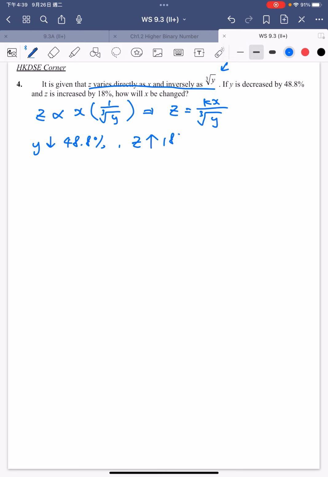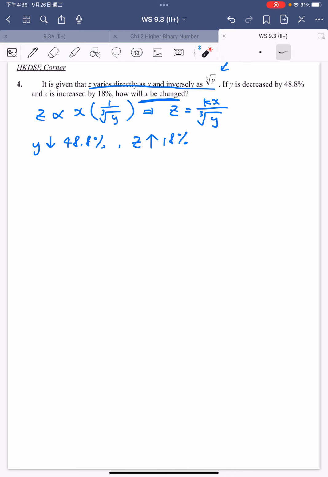So first of all, we have Z directly proportional to X, but inversely as the cubic root of Y. So we have 1 over the cubic root of Y, which means Z is equal to KX over the cubic root of Y. Now Y is decreased by 48.8%, and Z is increased by 18%. So how will X be changed?